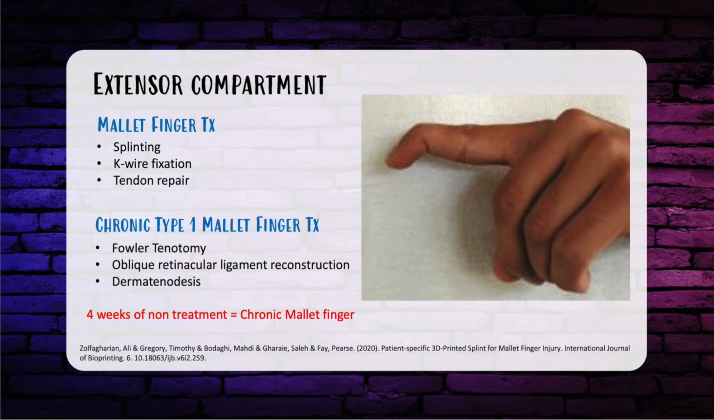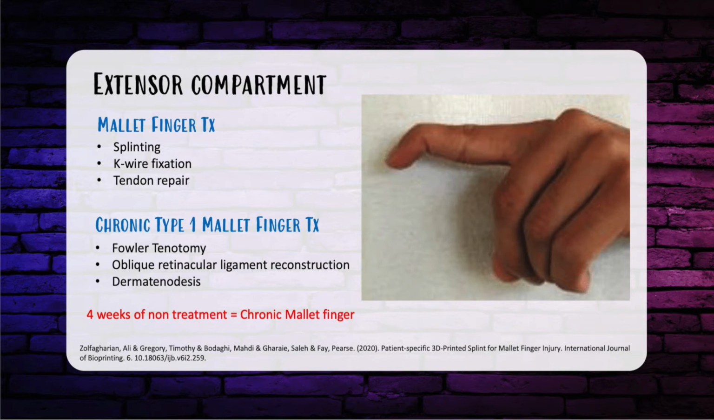The second thing you can do is an oblique retinacular ligament reconstruction, where you link the volar flexor sheath to the lateral terminal tendon, and this provides a mechanism for automatic DIP extension and active PIP extension. The third thing you could do is something called dermatotenodesis, where you excise the scar and skin entirely and repair it with suture.